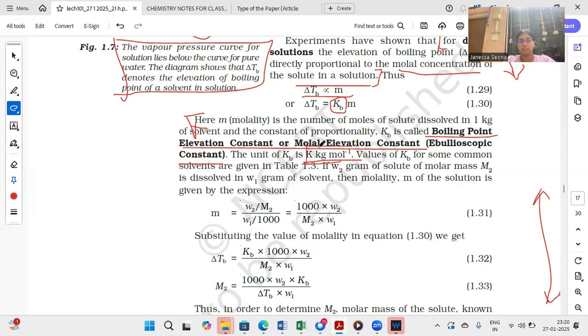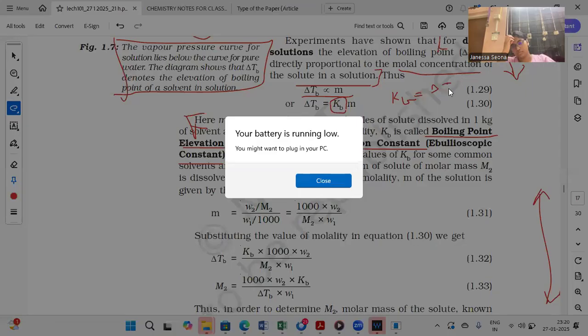Emma, because Kb, the ebullioscopic constant, is equal to delta TB divided by M.